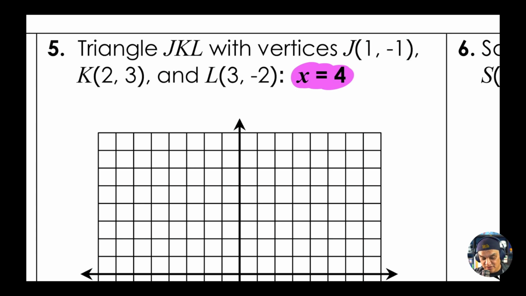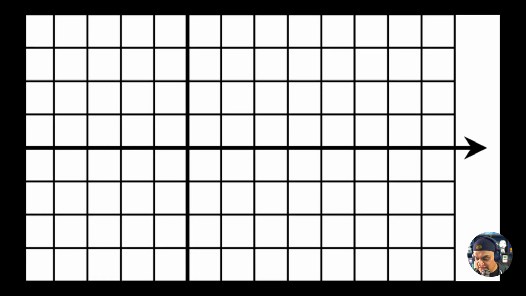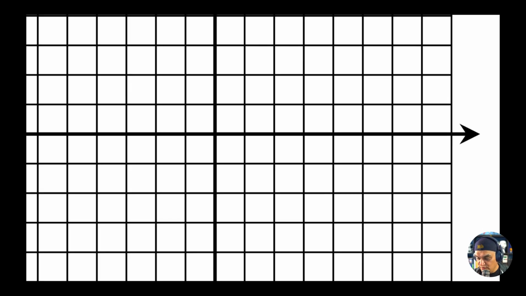Memorizing is not good unless you understand what's going on. So x equals 4 means I'm going to go to x equals 4. Let's see, x equals 4 is 1, 2, 3, 4, 5, 6, 7, 8, negative 1, 2, 3, 4. So x equals 4 is right here, isn't it? Right there.